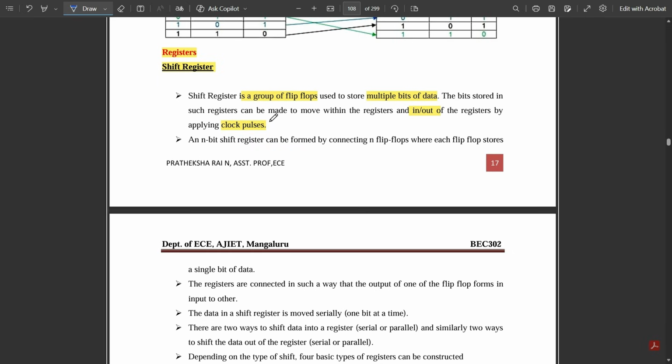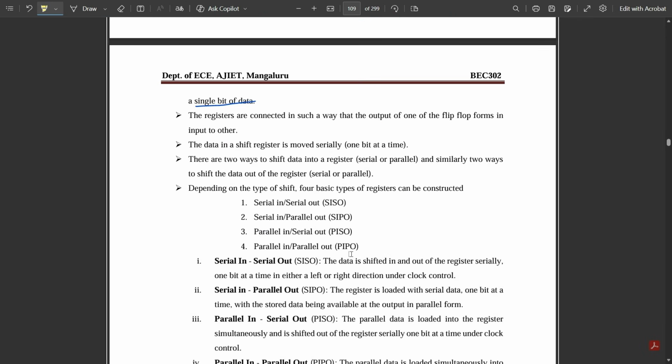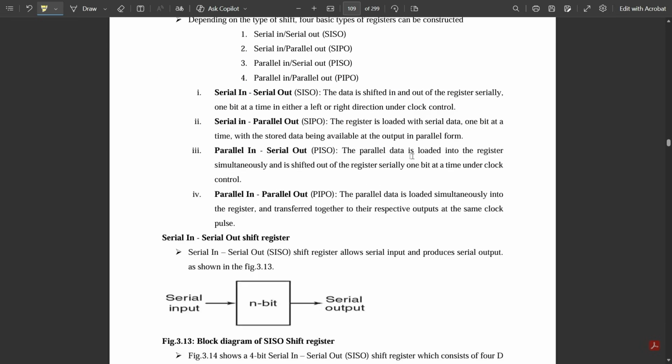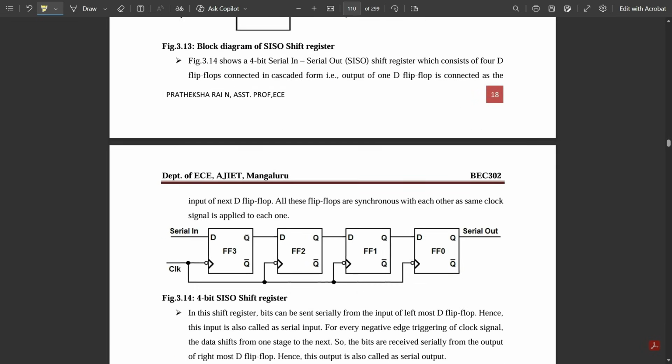For a particular bit of data, that clock pulse would be applied, and based on that clock pulse, the shifting would take place simultaneously. An n bit shift register can be formed by connecting n number of flip flops, where each flip flop stores a single bit of data. The flip flops are connected in such a way that the output of one flip flop forms the input to the other.